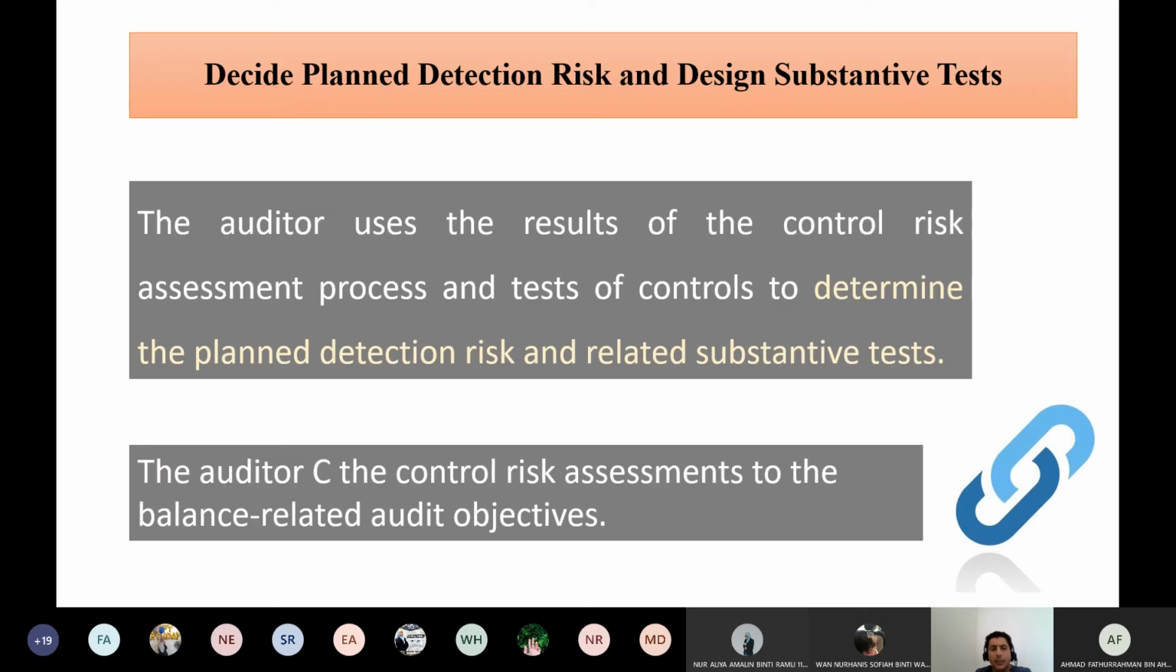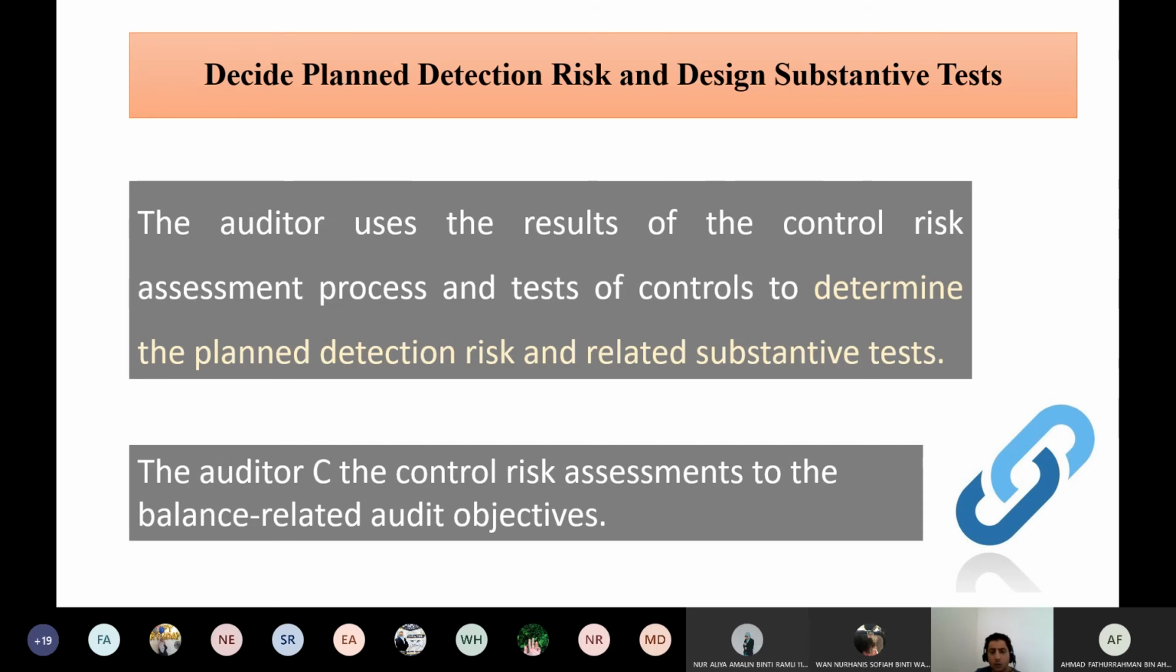Okay, so now we decide the planned detection risk and design the substantive test. So let's say the auditor used the result of the control risk assessment process and test of control to determine the planned detection risk and related substantive test. Okay, which we explained earlier.